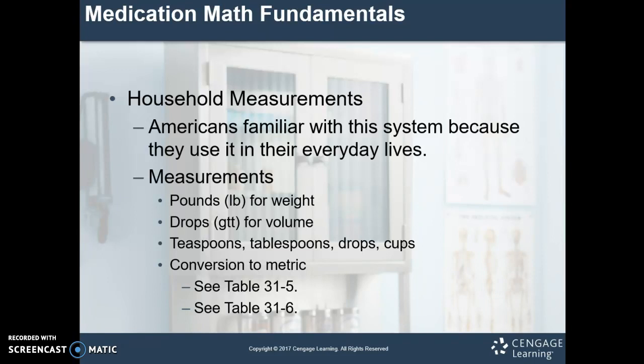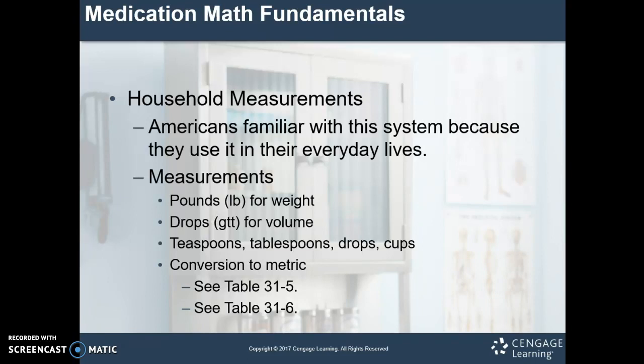That's not used as much, but it is good to know that a pint is 16 ounces and 2 pints equals a quart and 4 quarts is a gallon. That's just good stuff to know for when you're baking or cooking, or maybe even doing a little bit of medication calculation in your career.